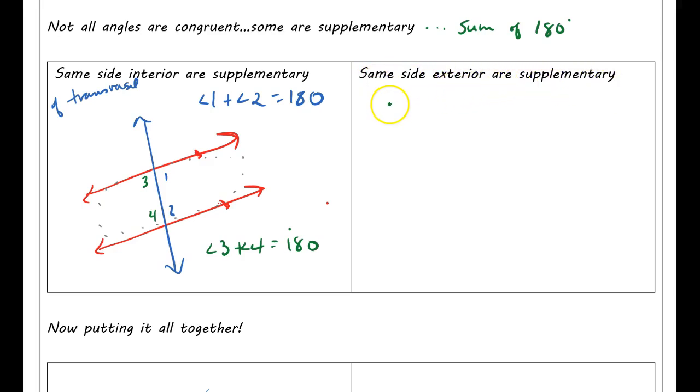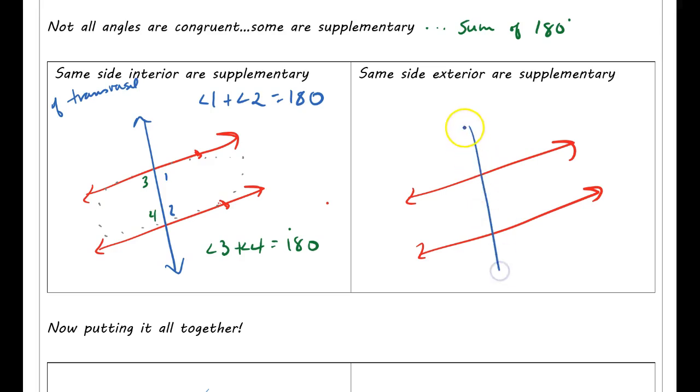So now we're going to do same side exterior. You probably have a good idea of what this is going to be. And if not, push pause and think about it a little bit based on what we just did. But it's really not bad at all. It's kind of the same idea, right? Now, though, we're not on the inside anymore. Exterior means outside. So we are outside of the parallel lines. So I'm kind of circling these areas here, okay?